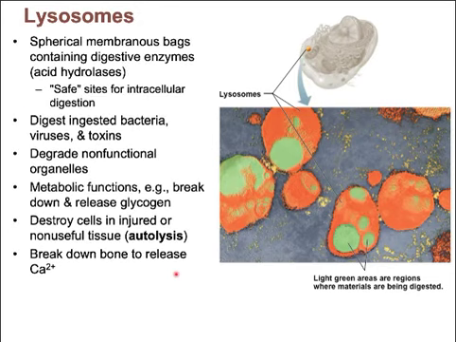The lysosomes are essentially the stomach of the cell, and they contain powerful proteolytic enzymes that can break down almost anything that's delivered to them. They destroy ingested bacteria and toxins, and they break down organelles that no longer work. They also break down and release glycogen, and ultimately, when the cell can no longer function, they engage in a process called autolysis, in which they destroy the cell from the inside out so that it can be replaced by new cells. They also break down bone and release calcium in their action inside cells that are called osteoclasts.